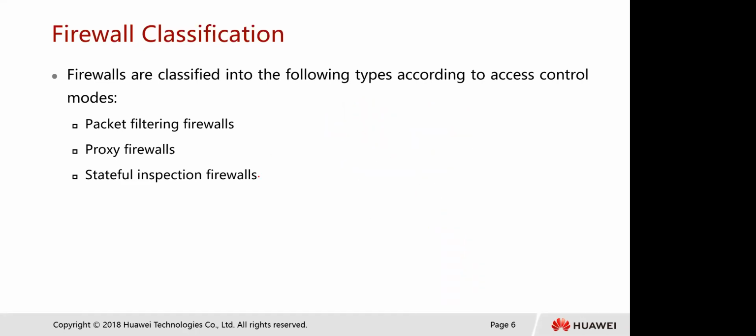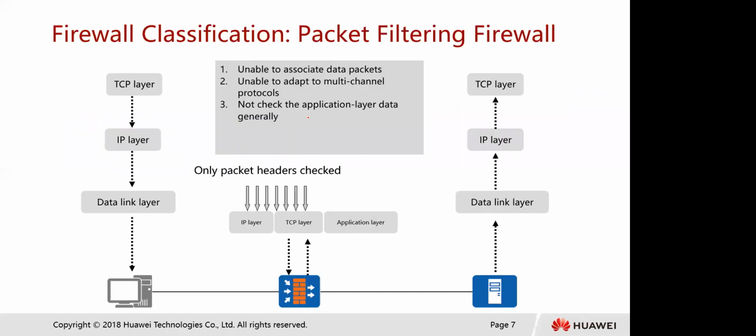So that's how we can have our networks with these different features. Firewalls are classified into types according to access control methods, because this is the more common kind of types of firewalls. They can be classified as packet filtering firewalls, which we are going to look at in detail, or proxy firewalls, which we're also going to look at in detail, and also stateful inspection firewalls. We're going to look at them in the next few slides.